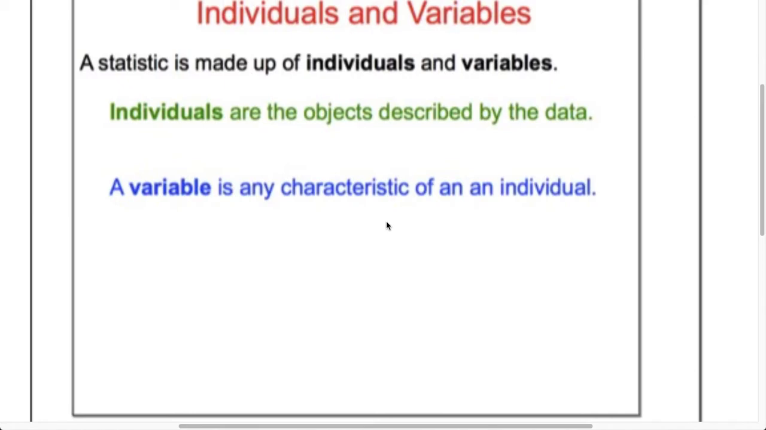Okay. So statistics are made up of individuals and variables. Individuals are the people that you are trying to measure, or the objects that are being described in the data. Might not be people. Could be animals. Could be trees. Could be anything you might be trying to take data on. And then the variable is the characteristic or characteristics that you are trying to measure. Those are the things that we're trying to collect. The data that we're trying to collect are the different variables.